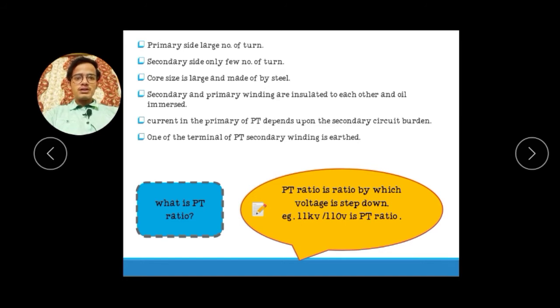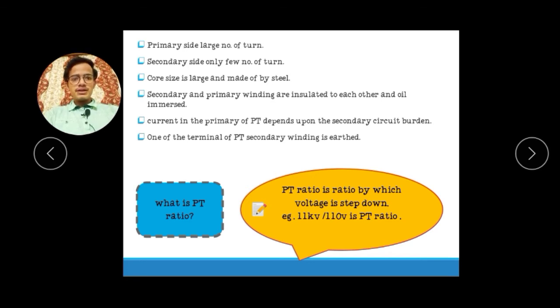Current in the primary of the PT depends upon the secondary circuit burden. So whatever current flows in the primary of the PT will depend on the voltmeter connected across the secondary. One of the terminals of the PT secondary is earthed.